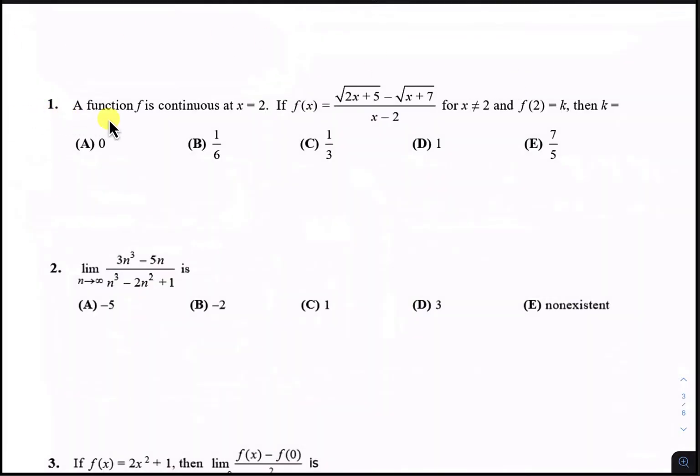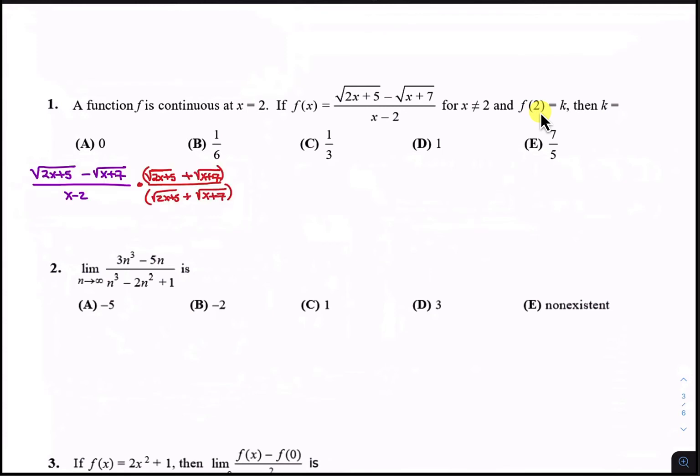All right, and here's question 1. A function f is continuous at x equals 2. If f of x is equal to this expression for x not equal to 2, and f of 2 is equal to k, then k is equal to what? All right, well, first of all, we recognize that it says f is continuous at x equals 2. That means the limit as x approaches 2 of this function must equal f of 2. So basically, we just need to find the limit of this function as x approaches 2, and that would tell us what f of 2 is equal to.